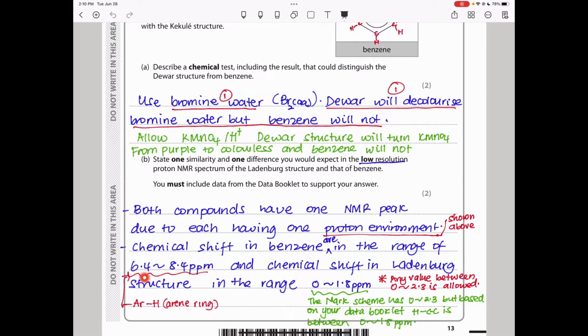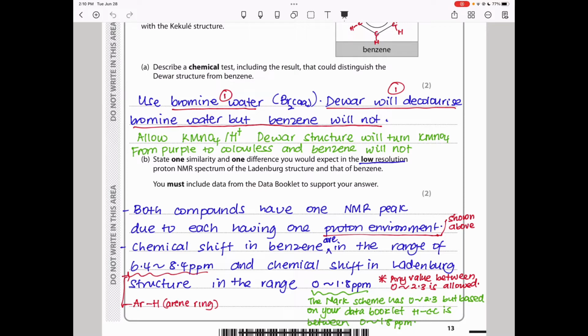Again, to get this answer, you have to refer to your data booklet, because they said you must refer to your data booklet to support your answer. If you look in the data booklet, there will be an area where you have a place where the peaks for benzene, basically, or arenes, are going to be. So in this range, and the chemical shift for the Ladenburg structure will be in that range, because of course it's just alkyl.